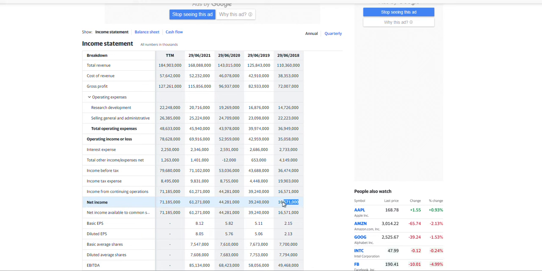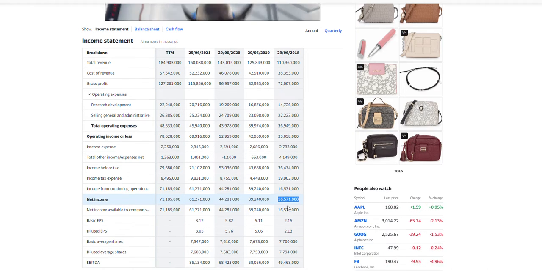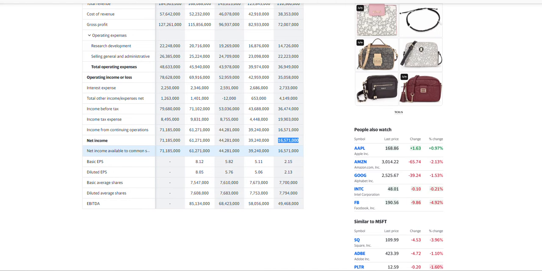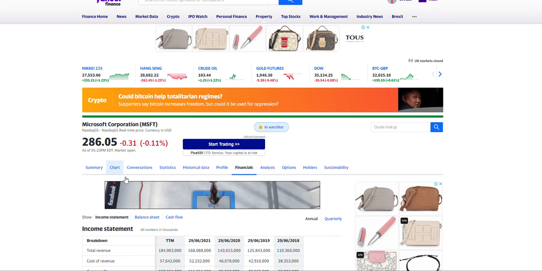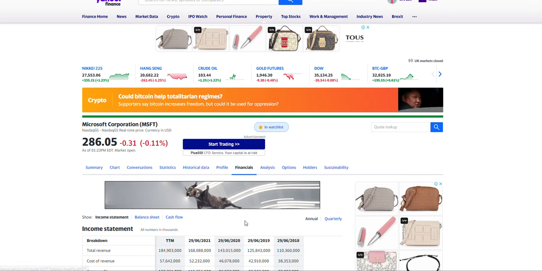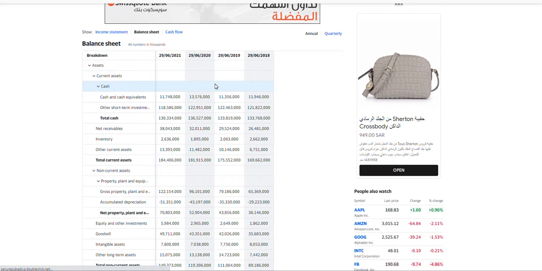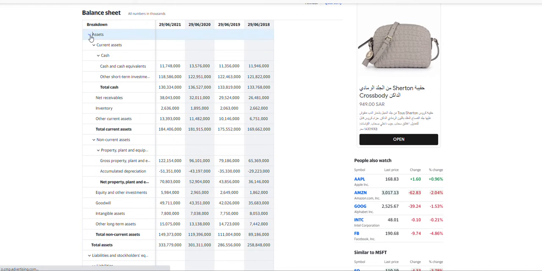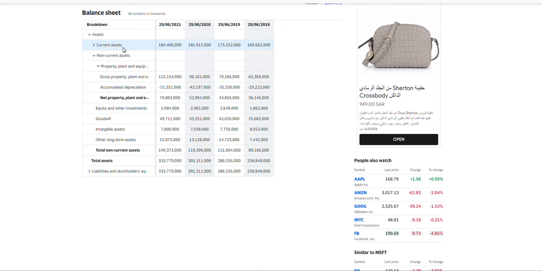So in 2018, Microsoft had about $18.5 billion in net income. Right now, we're looking at about $71 billion, from $16.5 to $71 billion. That's the kind of company that you want to invest in. Then you go to the balance sheet. And in here, what you're looking for is, if I make this smaller, the current ratios. Okay, so current assets right now is basically the next 12 months. So this is what they have currently in order to pay off their liabilities.